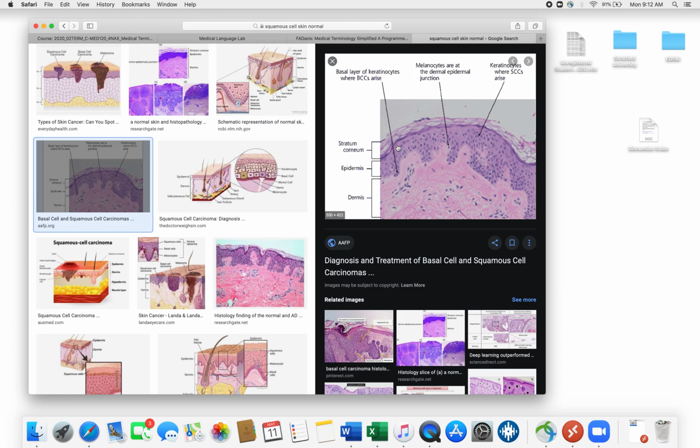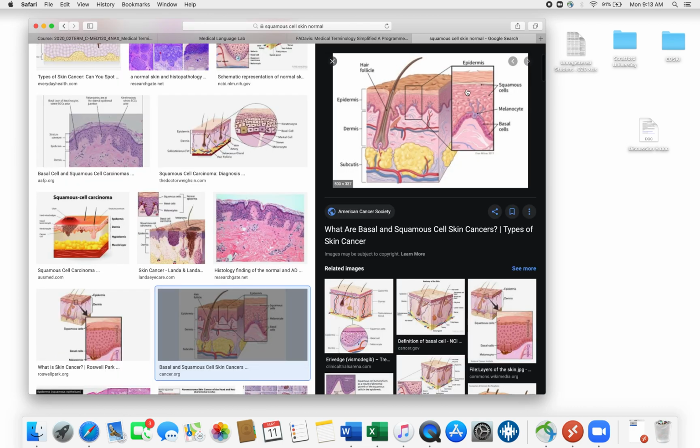Okay, here you go. Do you see here? This is, of course, your epidermis, right? We talked about melanocytes. They're the ones that give you your skin color. Keratinocytes make this hard, right? But if you look here, you see how they're all layered and they're all flat. Those are squamous cells. Here's another diagram. See how they're flat? Those are squamous cells.